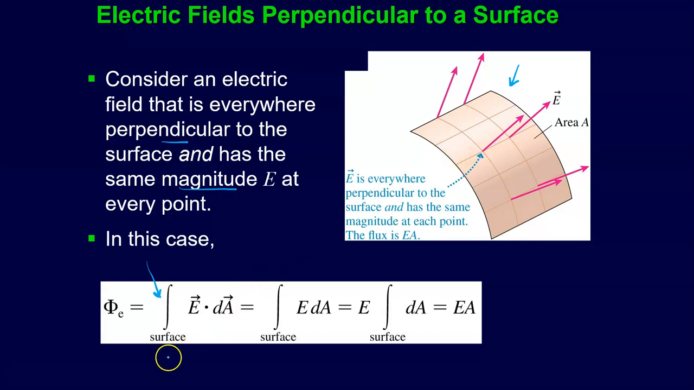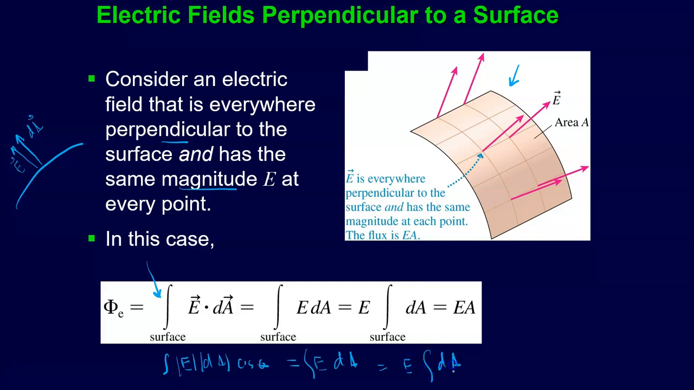Again, the idea down here is that I'd have the magnitude of the electric field times the magnitude of dA times cosine of theta. Since the electric field is perpendicular to the surface, and the area vector is always perpendicular to the surface, the angle between them is 0. So cosine of 0 is 1, which leads to the integral of E times dA. Since E is constant, I just throw it in front of my integral.